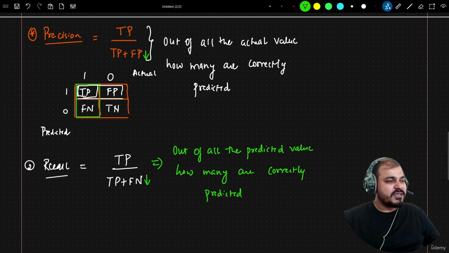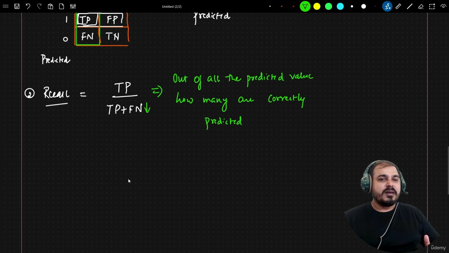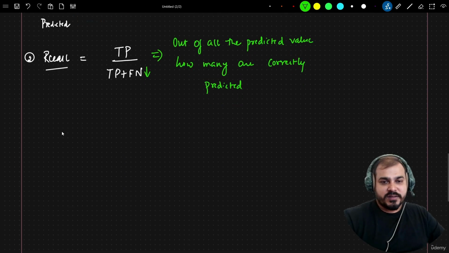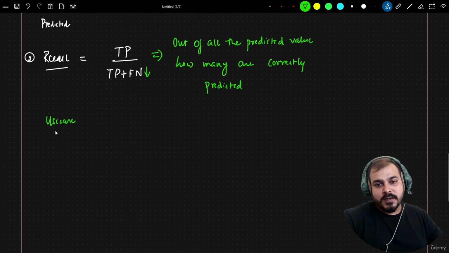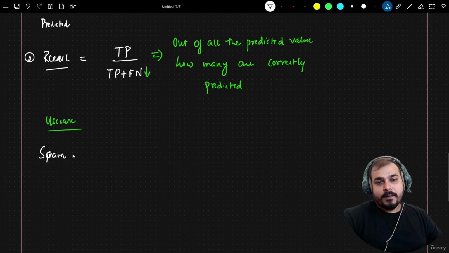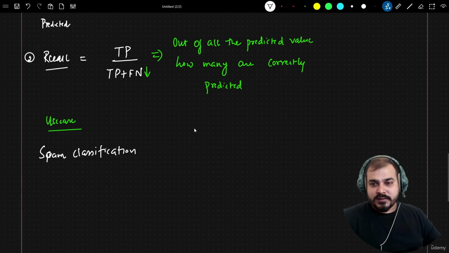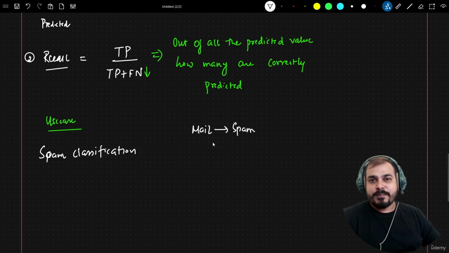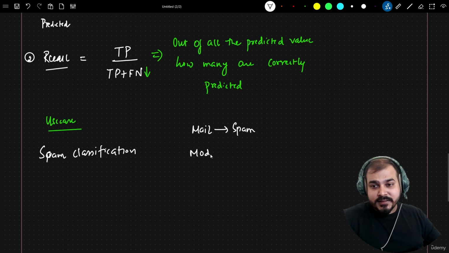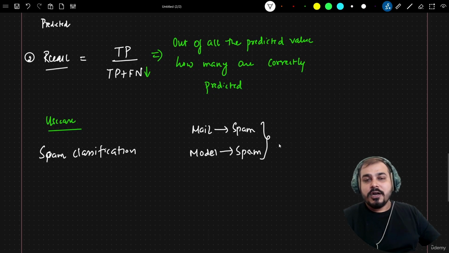Now you may be thinking, okay Krish, this is the formula, fine, but tell me, when should we use precision and when should we use recall? Let me give you some use cases. Let's say my first use case is I want to create a model which will do spam classification. Now in spam classification, if I get a mail and this is spam, and my model predicts this is spam, then this is quite amazing. So this is the true positive result.